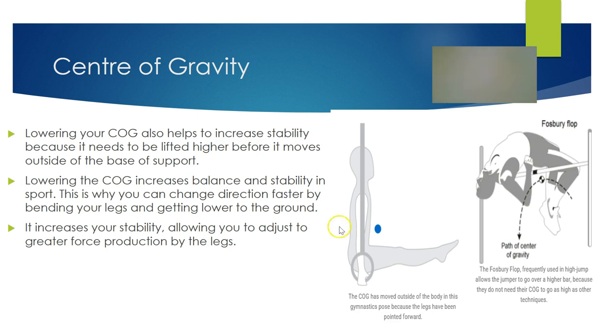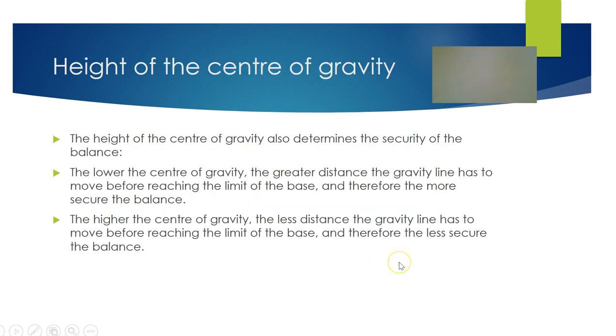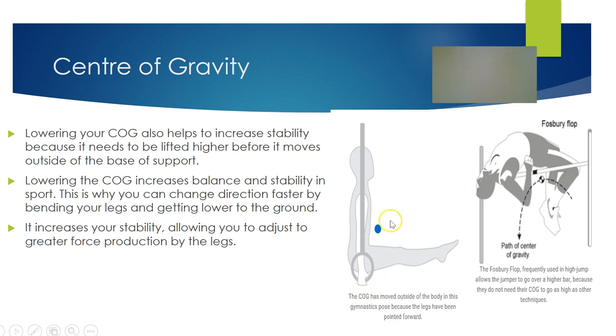Now, let's have a look at this gymnast pose. The center of gravity has moved outside the body in this gymnastics pose because the legs have been positioned forward. If we look at the high jump, the flop, obviously frequently used in high jump, it allows the jumper to go over a high bar because they do not need their center of gravity to go as high as the other techniques.